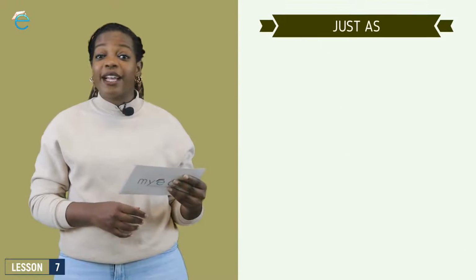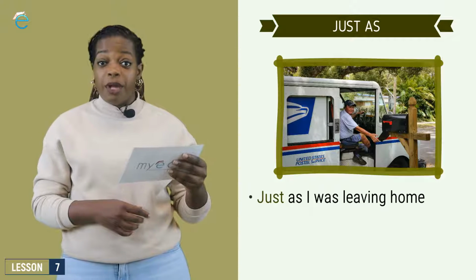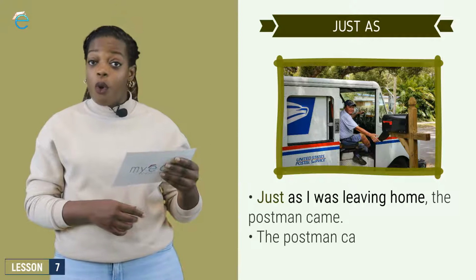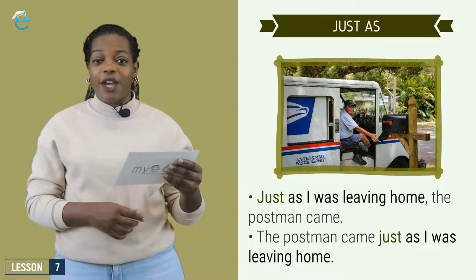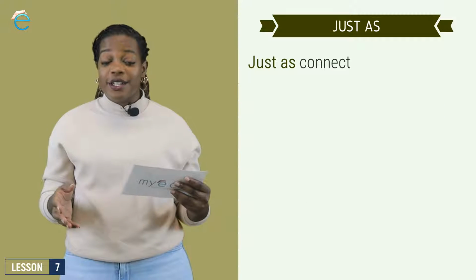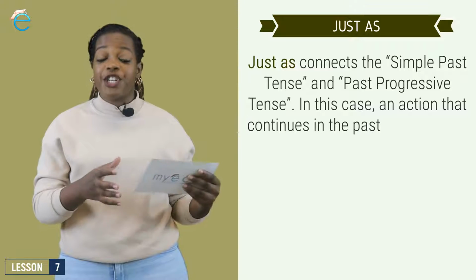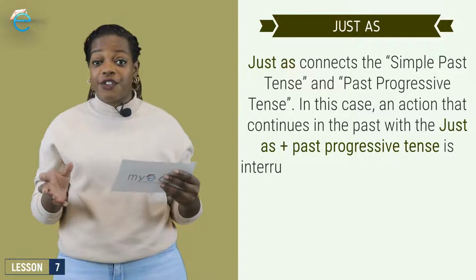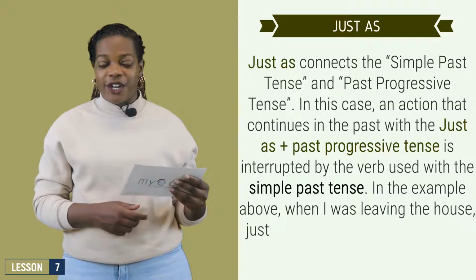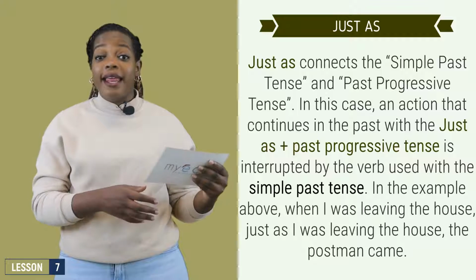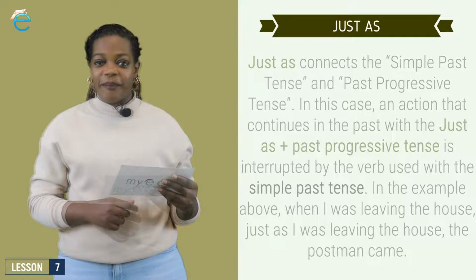Now let's have a look at just as. Just as I was leaving home, the postman came. Or, the postman came just as I was leaving home. In this example, the action that is continuing in the past with our just as past progressive structure is interrupted by the simple past tense structure. So, leaving home is interrupted by the postman came.